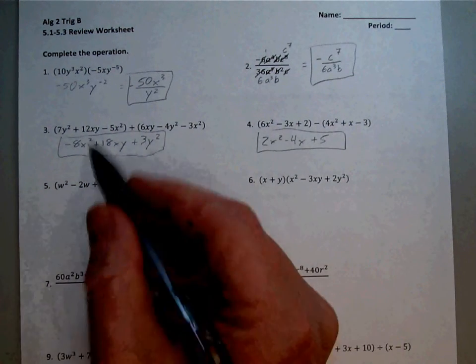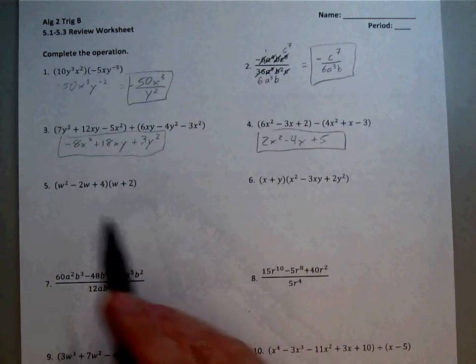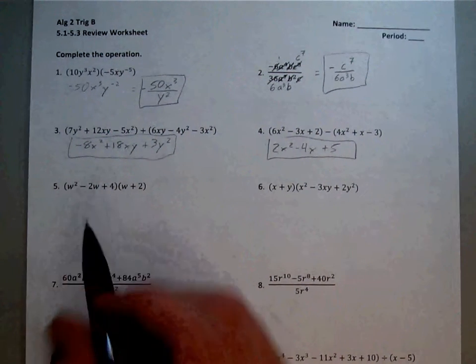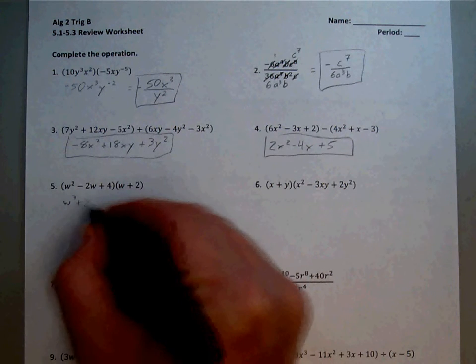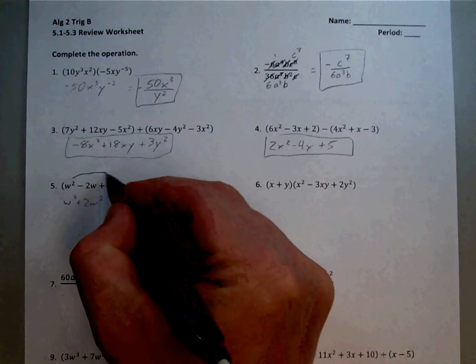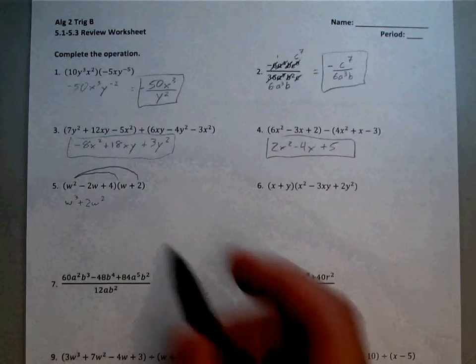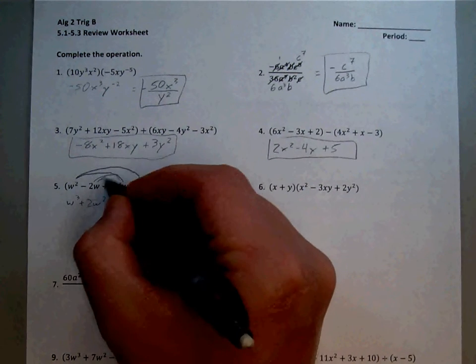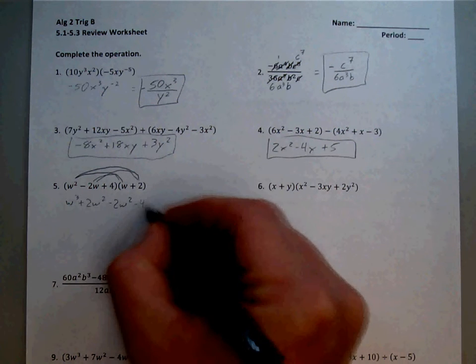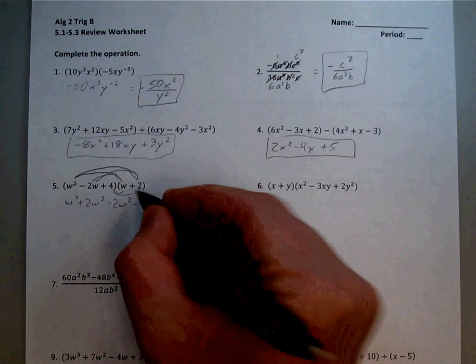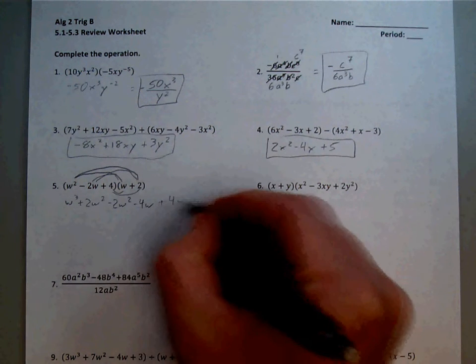Now we get multiplication. It's like an extended version of foiling. Take the w squared and distribute it. So w cubed plus 2w squared. So I just distribute it to that next set of parentheses. Now I do the same thing with the negative 2w. So we get negative 2w squared minus 4w. Now distribute the 4. 4w plus 8.